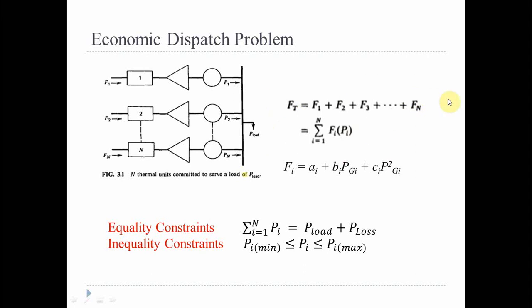and this entire function that you can see, Ft is equal to F1 plus F2 plus F3 plus so on till Fn, this becomes your objective function. The goal of this optimization problem is to minimize this particular function, that is Ft, and Ft is nothing but the summation of i equal to 1 to n Fi of Pi. So Ft is a function of the power output of each thermal unit. So this is your actual economic dispatch problem.